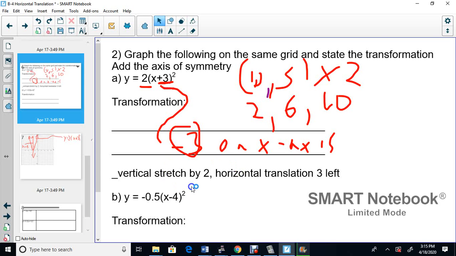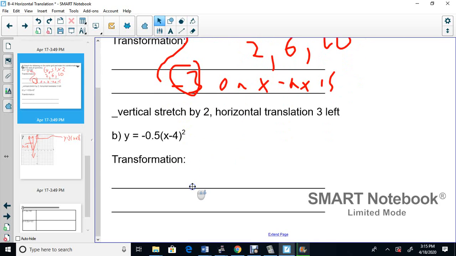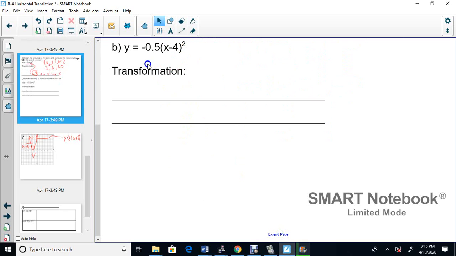Okay, now we're going to do this last graph down here. We're going to do y equals negative 0.5 (x minus 4) squared. So we're going to first start off with the shape. We'll use this blue color. The negative 0.5 tells you the shape.